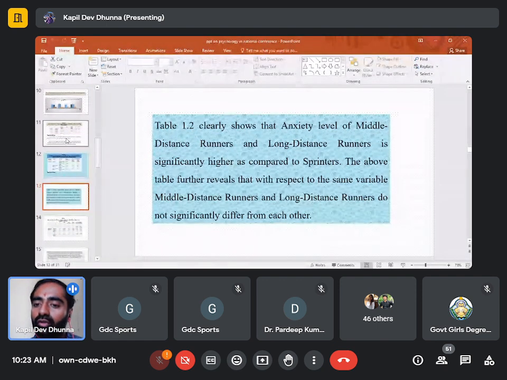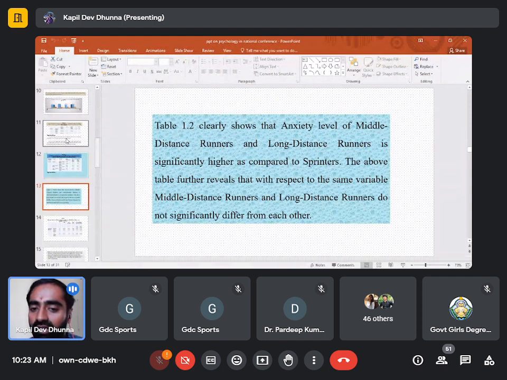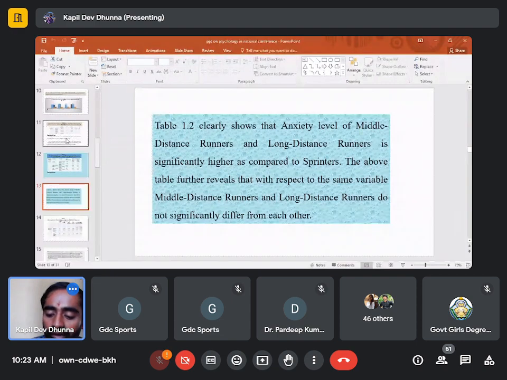This table clearly shows the anxiety level of middle distance runner and long distance runner is significantly higher as compared to sprinter. The above table further reveals that with respect to the same variable, middle distance and long distance runners do not significantly differ from each other.